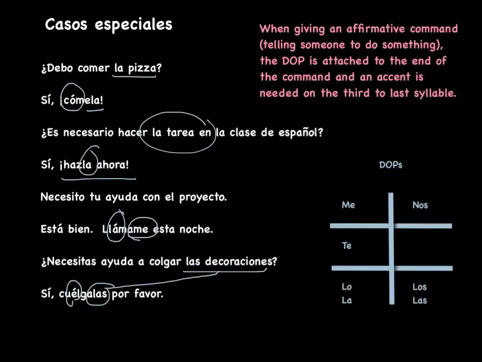Okay, so those are all of our special cases and all of our rules for direct object pronouns. Let's take a look at some example practice problems, and then we'll see how you have done with this section. Feel free to go back and take a look at your notes and review the rules before going through the practice problems.